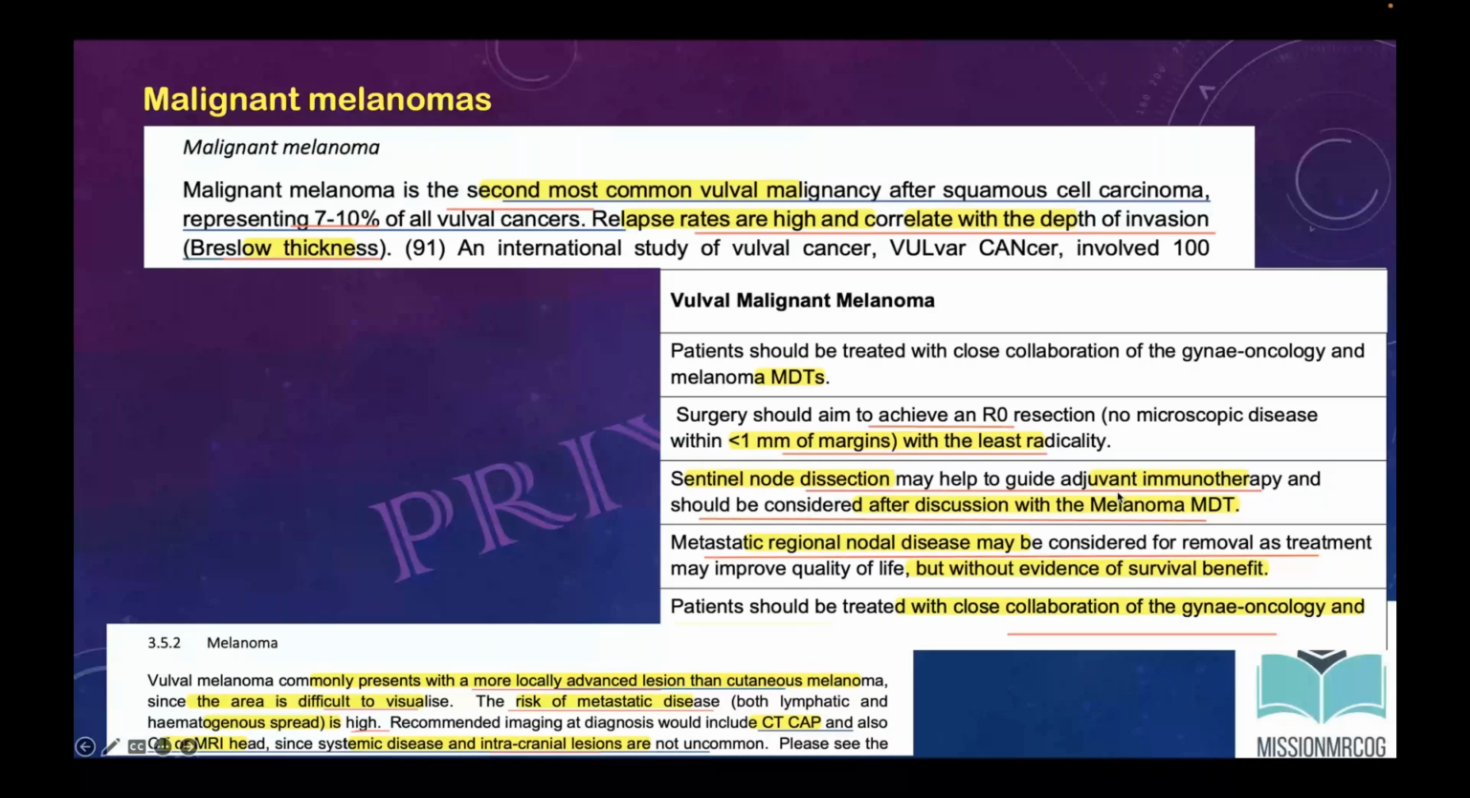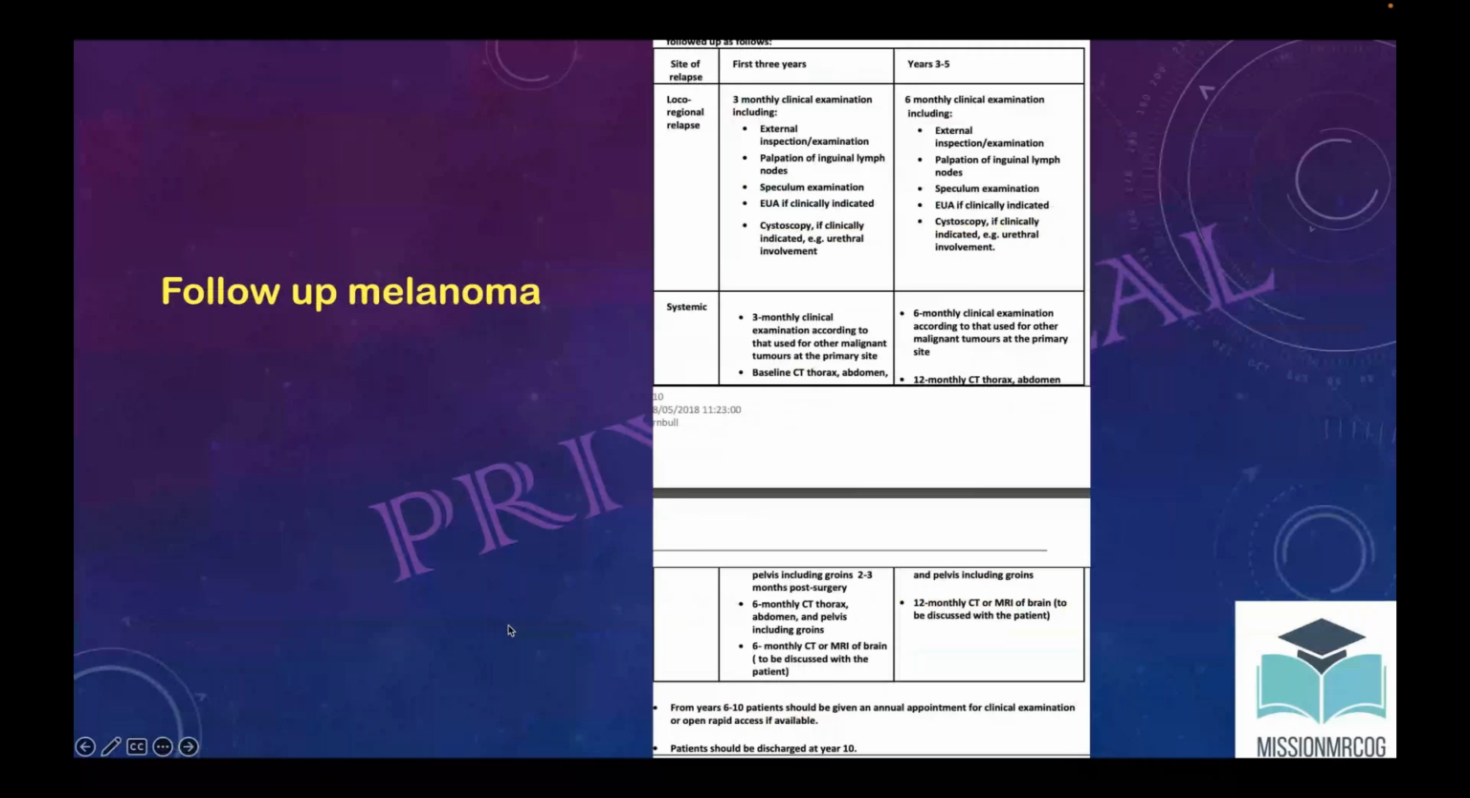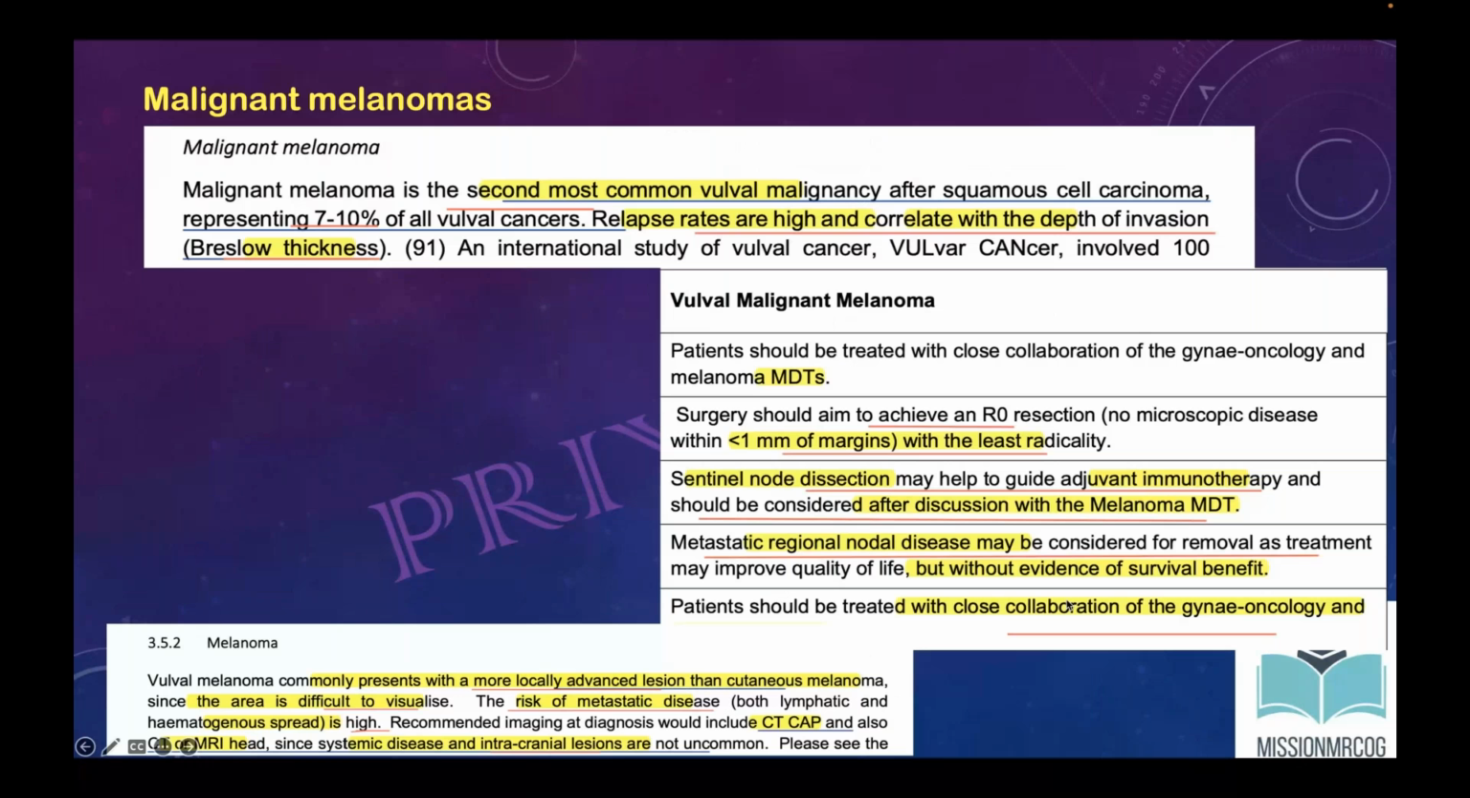Apart from this, what they say is that if the metastasis is also there, then it may be considered for removal, but without evidence of survival benefit. Survival benefit evidence is not there. If we look at the previous guideline, in melanoma and basal cell carcinoma and verrucous carcinoma, the previous guideline says no to lymph node dissection or lymphadenectomy.